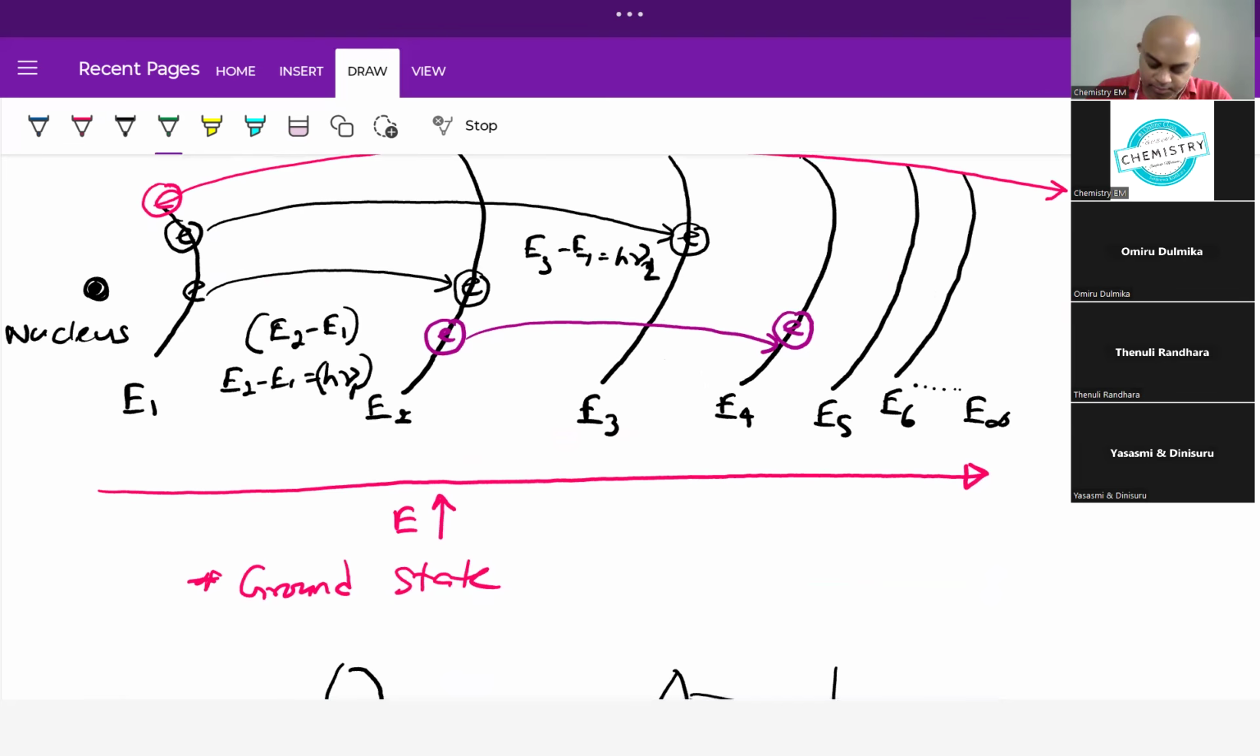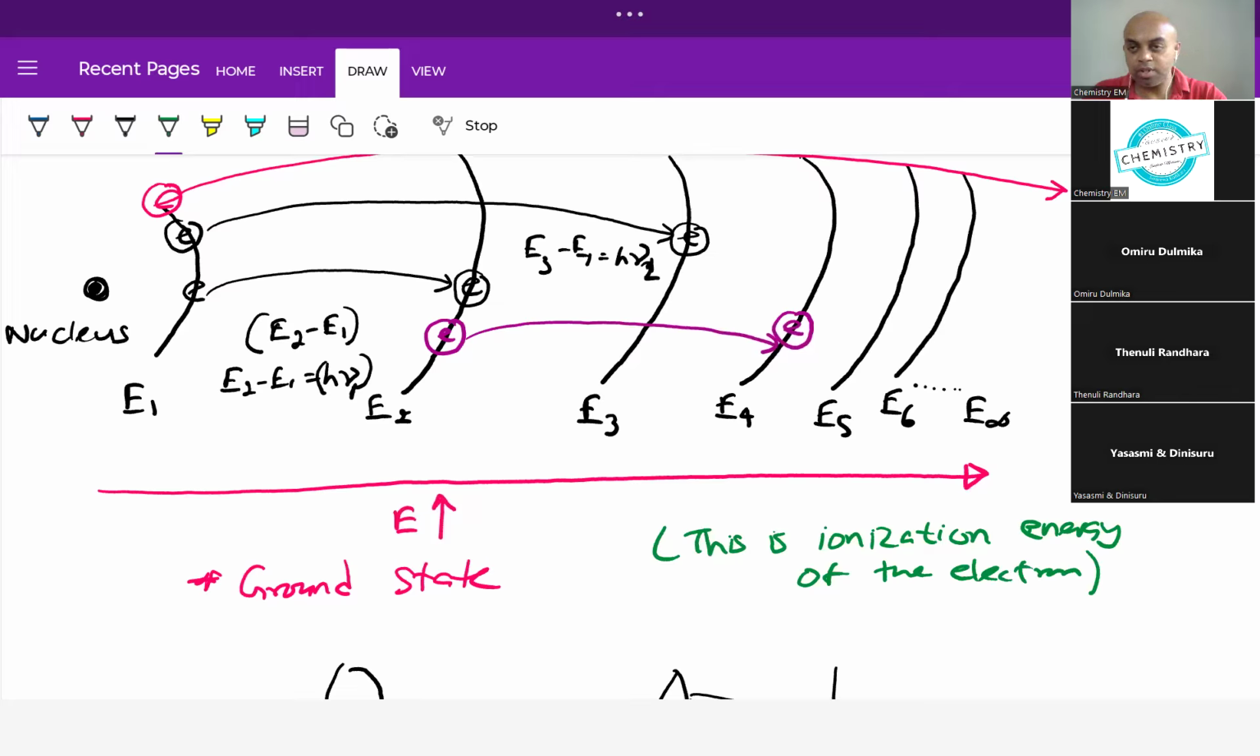Within brackets, this is ionization energy of the electron.